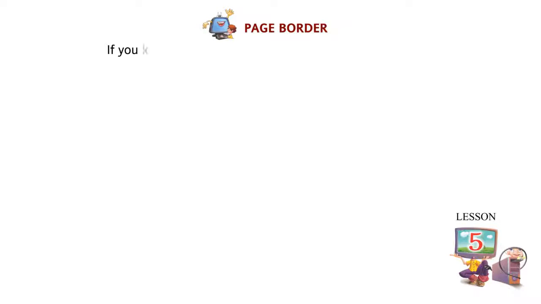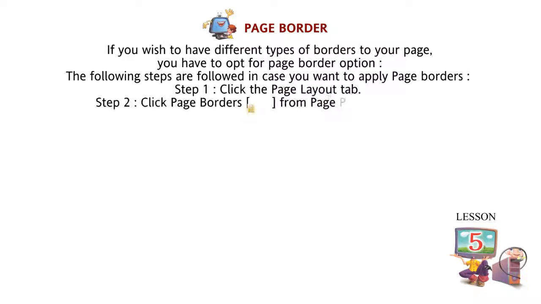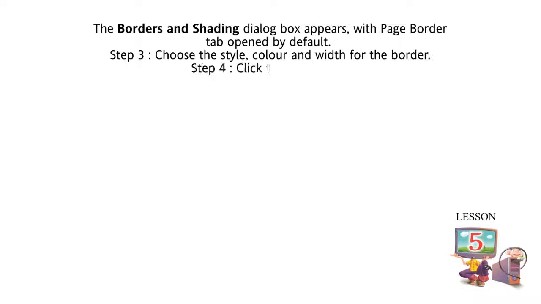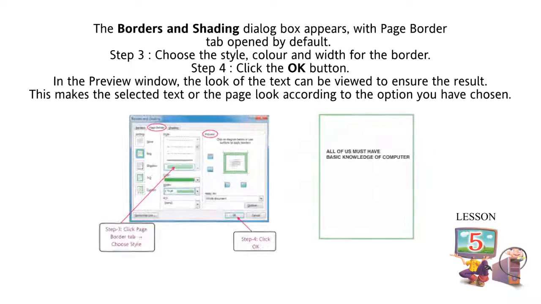Page border. If you wish to have different types of borders to your page, you have to opt for page border option. The following steps are followed in case you want to apply page borders. Step 1. Click the Page Layout tab. Step 2. Click Page Borders, this from Page Background group. The Borders and Shading dialog box appears with Page Border tab opened by default.